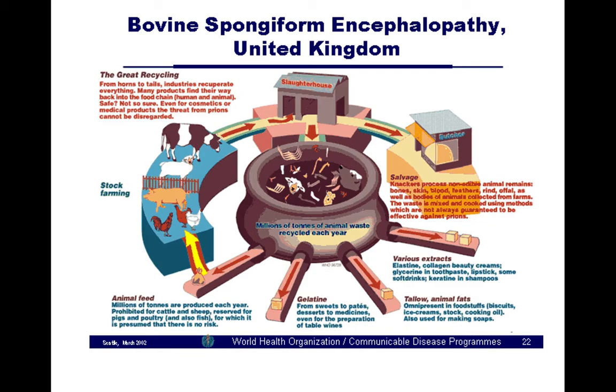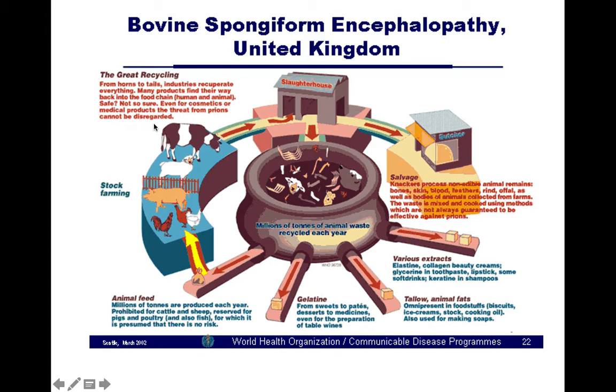So this slide, you guys, usually if we're in lecture, I read this because I think this is such important information, so if you'll just bear with me here. This is called the Great Recycling. From horns to tails, industries recuperate everything. Many products find their way back into the food chain, human and animals. Safe? Not so sure. Well, we know for sure, you guys, it is not safe, right? Even for cosmetics or medical products, the threat from prions cannot be disregarded.